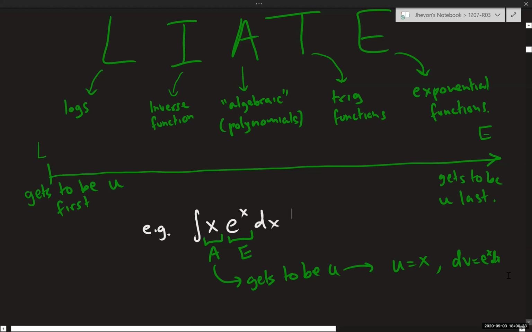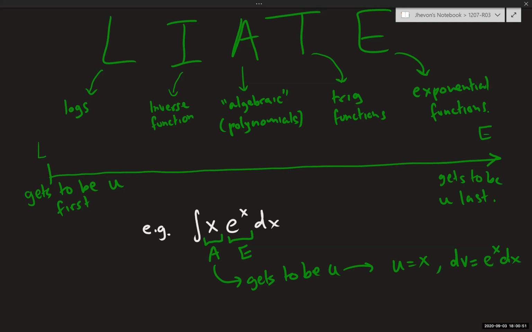So let me, actually, that's kind of scrunched up. Let me get rid of that. So the dV gets to be the e to the x dx, right? So you actually make the choice based on the category of function that you're looking at.